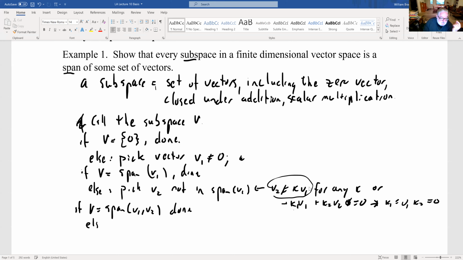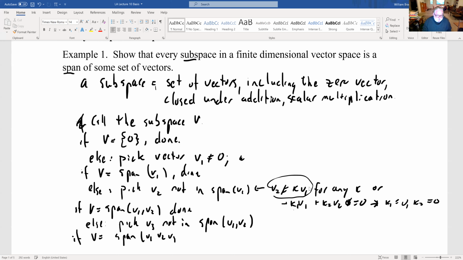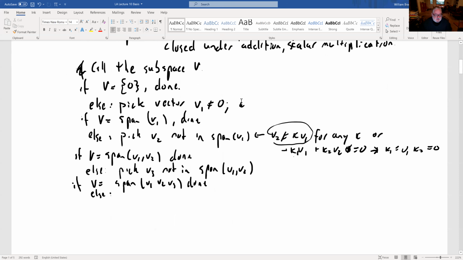Else, pick V3 not in span of V1 and V2, which means that V3, V1, and V2 are all linearly independent. If V equals span of V1, V2, V3, then done. Else, pick a V4, and so on. Since we're in a finite dimensional space, we'll eventually run out of vectors.